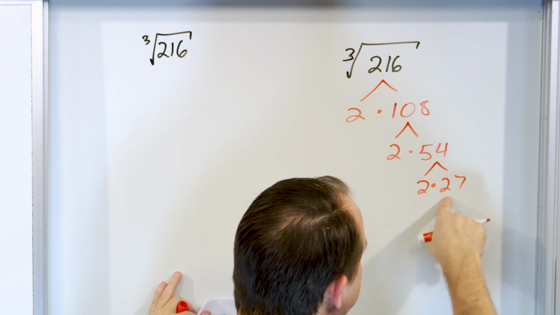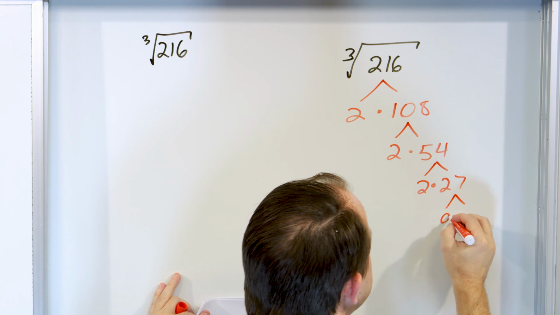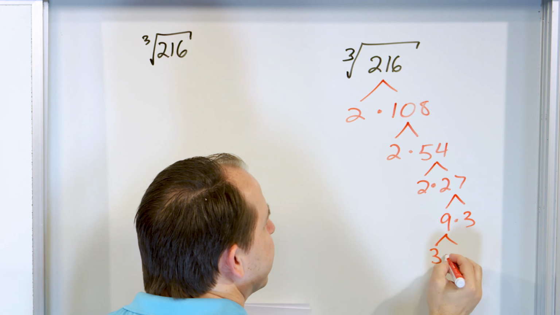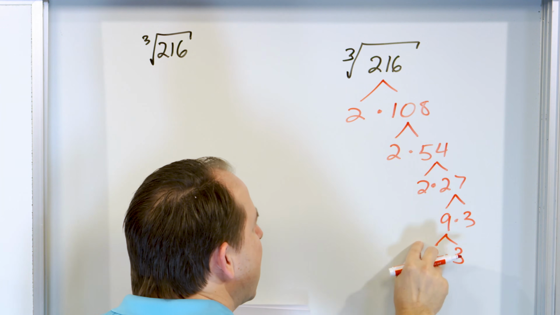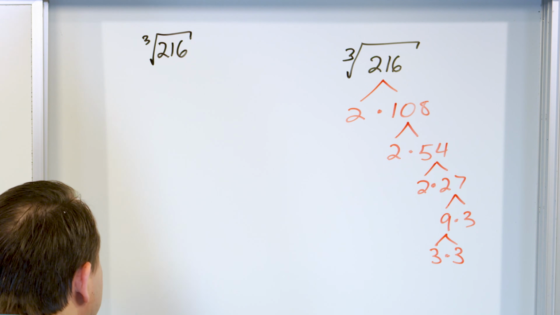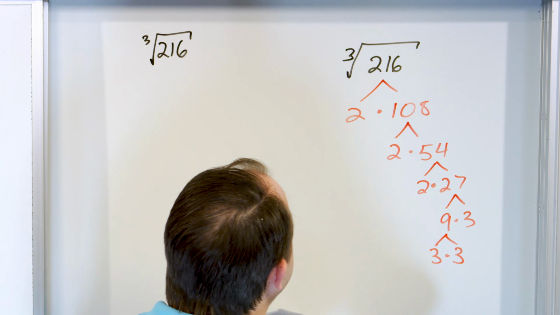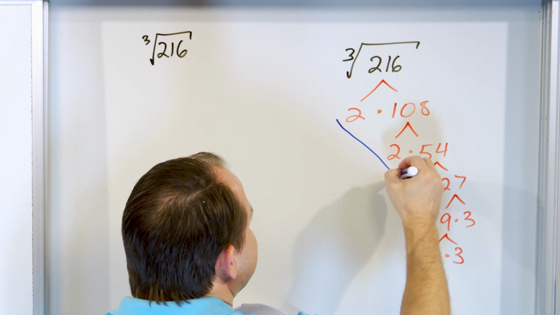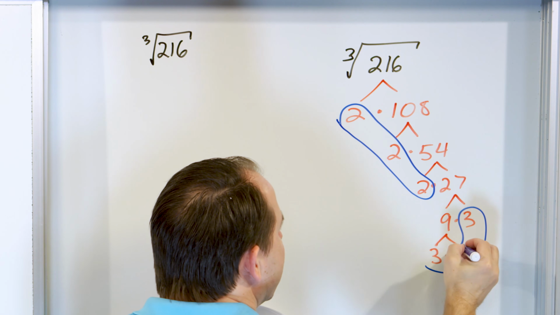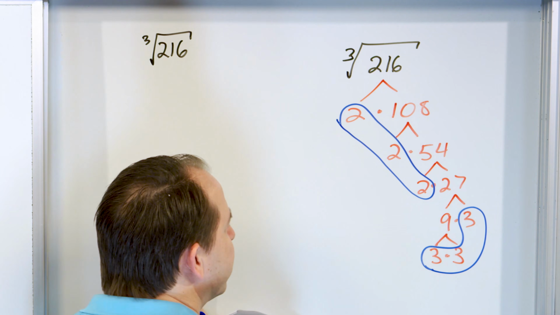Now this one is not divisible by 2, but we know that 9 times 3 is 27, and this 9, we can break it down further to 3 times 3. Now notice we have prime numbers all in the bottom, and we cannot break this factor tree down anymore. But since we're looking for a cube root, we're looking for triplets in the bottom of our tree. Here's a triplet of 2's. And here is a triplet of 3's because this is in the bottom of the tree as well.